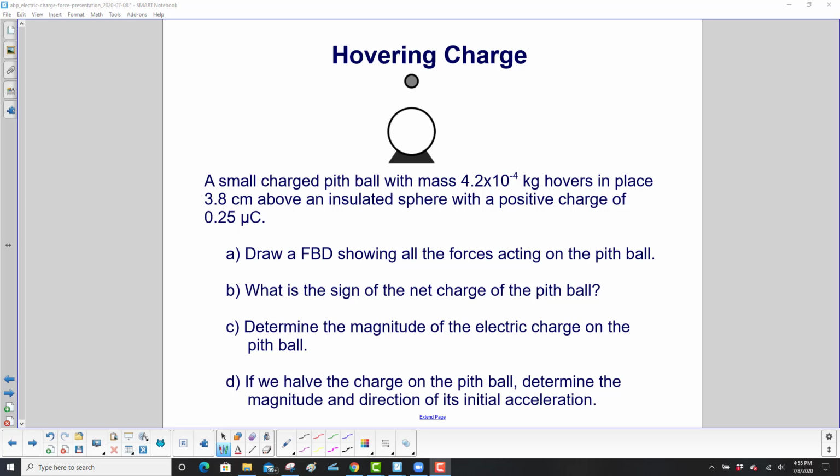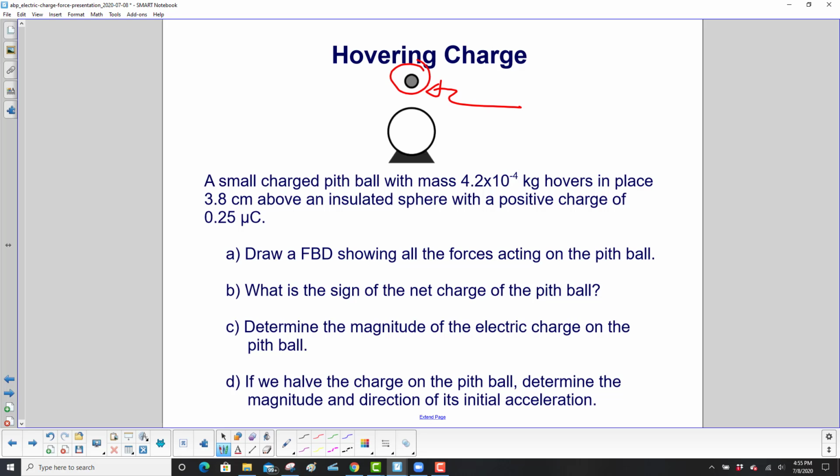A small charged pith ball, that's up here, with mass 4.2 times 10 to the minus fourth kilograms, hovers in place 3.8 centimeters above an insulated sphere with a positive charge of 0.25 microcoulombs. Draw a free body diagram showing all the forces acting on the pith ball there.